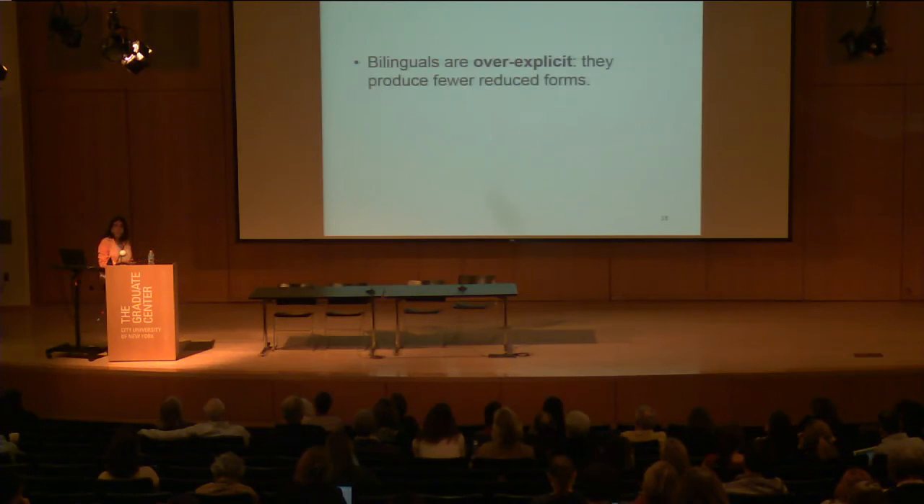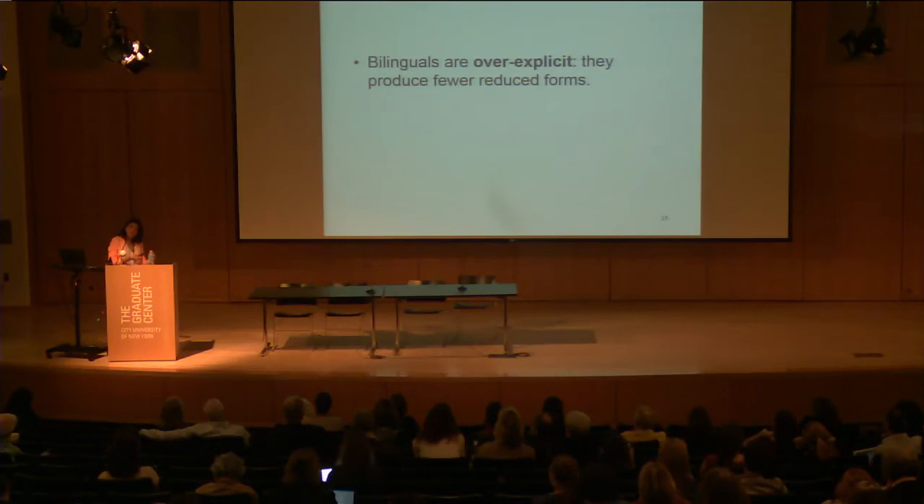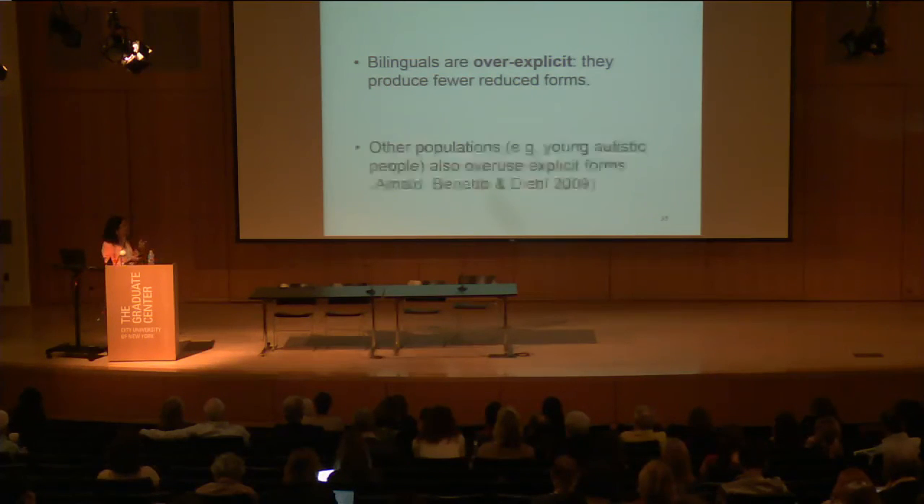Now, we have a problem here because, assuming that bilingual speakers are not always able to do that, they don't over-drop pronouns, they actually overuse pronouns, so they are over-explicit. They produce fewer reduced forms rather than more. It's interesting in this respect that other populations where you would expect speakers to drop pronouns more, in fact, use more explicit forms. For example, young autistic people overuse explicit forms, which is the contrary of what you might intuitively expect.